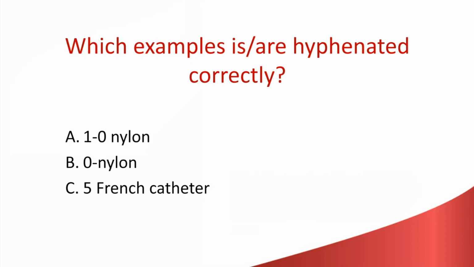Okay, which examples is or are hyphenated correctly here? We're talking about sutures here. So we're going to see this a lot in our surgical reports. So we've got 1-0 nylon, 0 5 French catheter. Let's take a look.